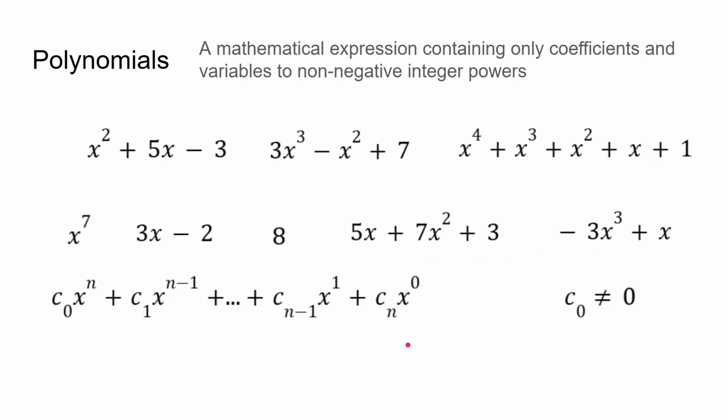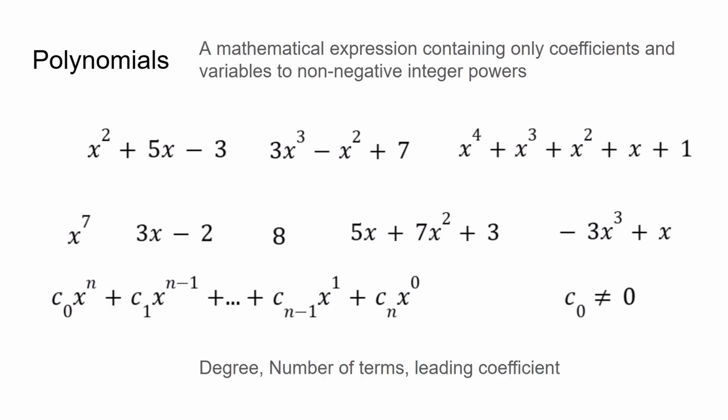Generally, this would be the standard form for a polynomial expression, where you start with c0 and x to the n, and you have more and more terms until you finally get to the last coefficient times x to the 0. And any of these c's can be 0 except for the first term. So in an nth degree polynomial, the coefficient on that nth degree term can't be 0, obviously, because then it wouldn't be an nth degree term.